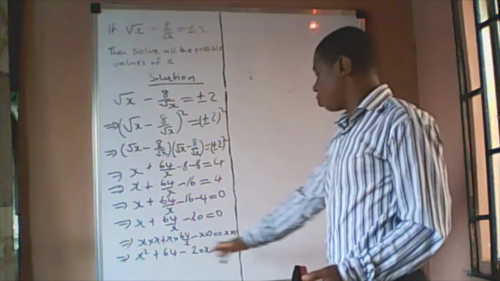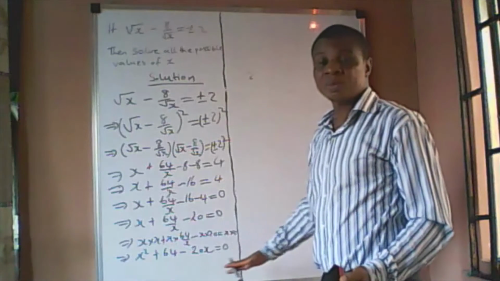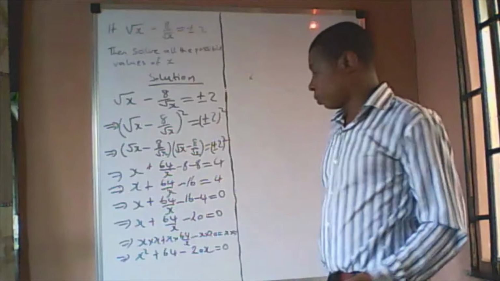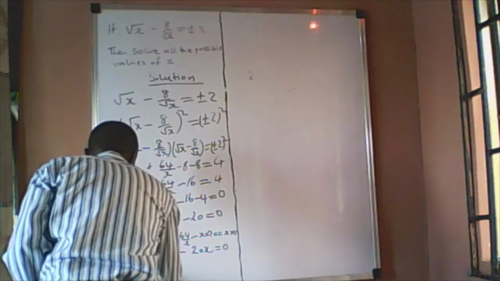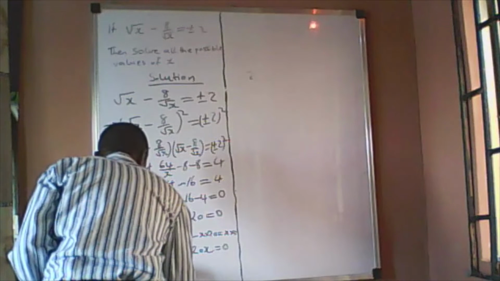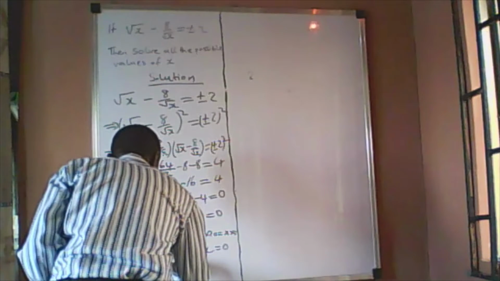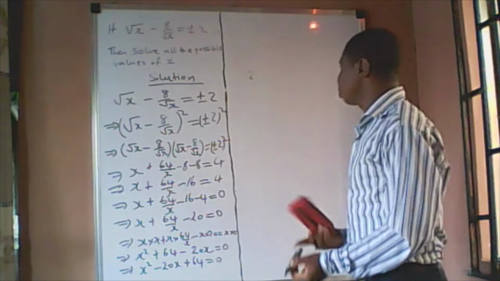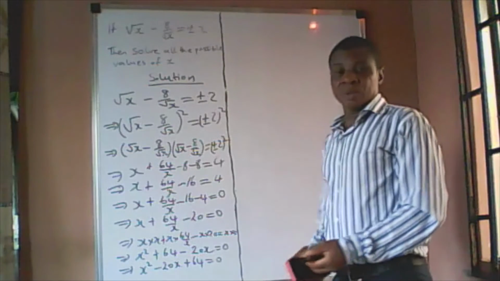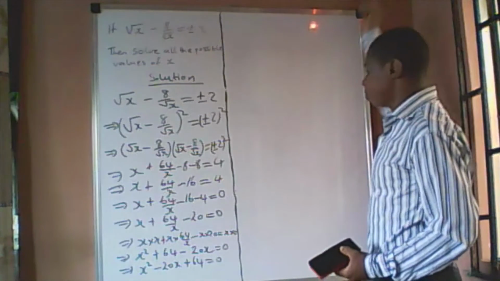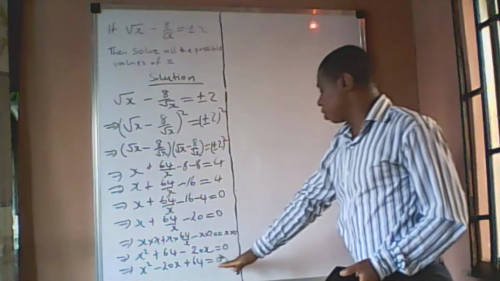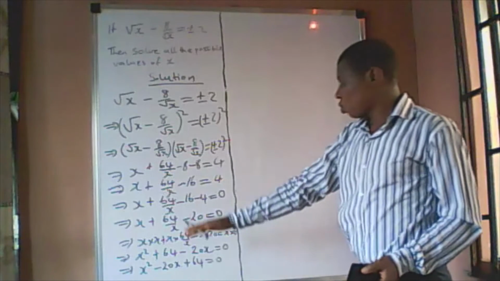We rearrange the equation. Let us rearrange the equation. It implies x squared minus 20x plus 64 equal to 0. We come over here. Now we have gotten the equation in the form of a quadratic equation.